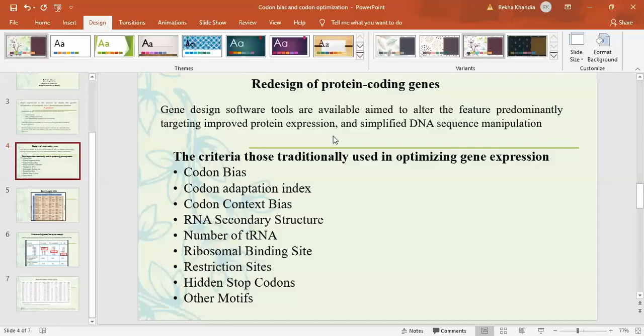So these are the main important parameters. There are so many other parameters also, but these are the main parameters which we need to take care of during synthetic gene designing, as well as during codon optimization.